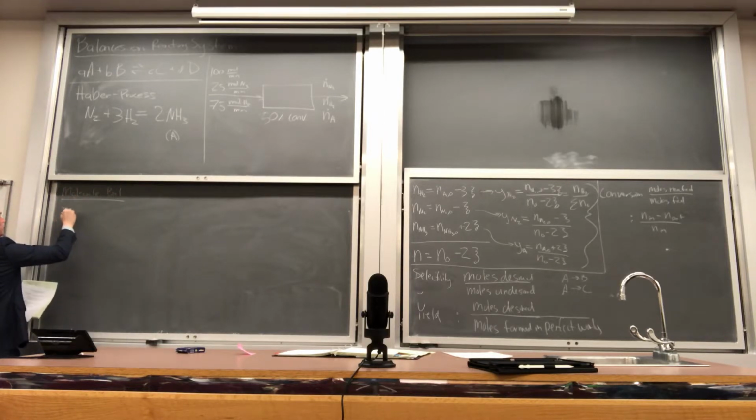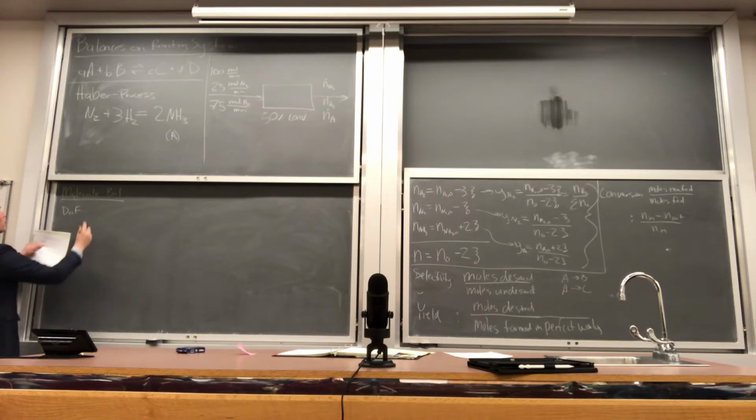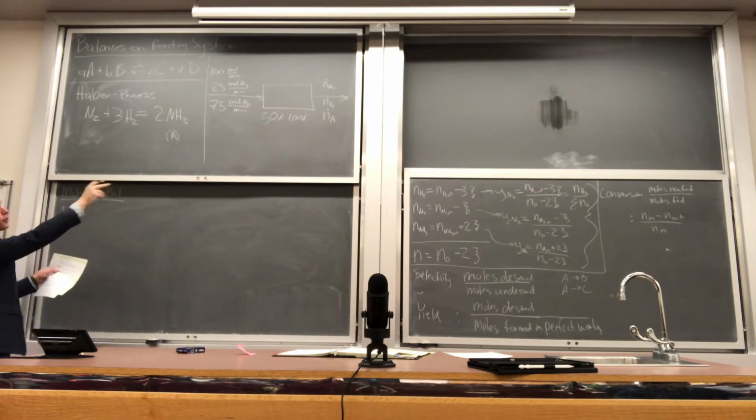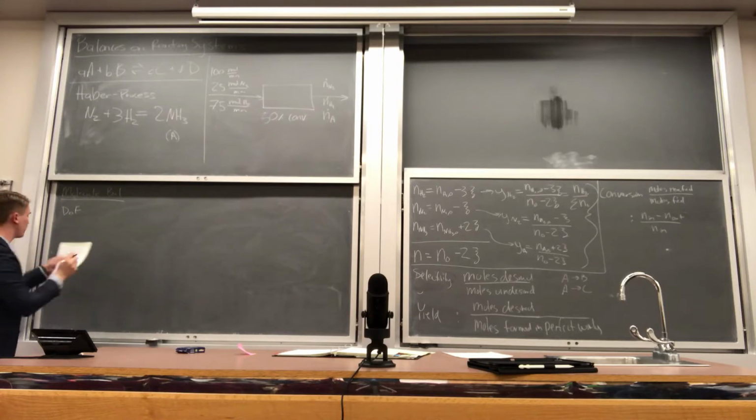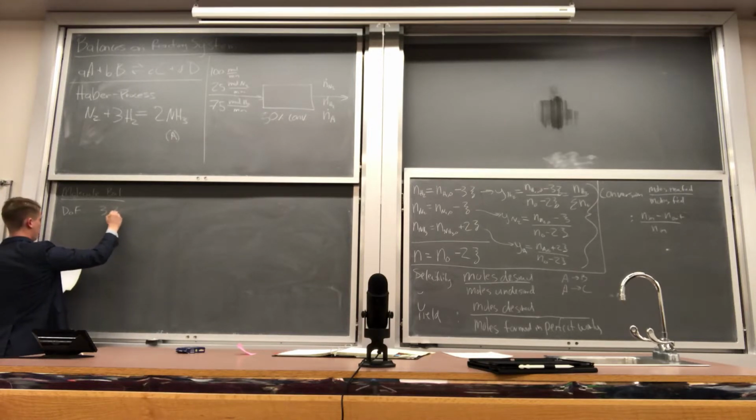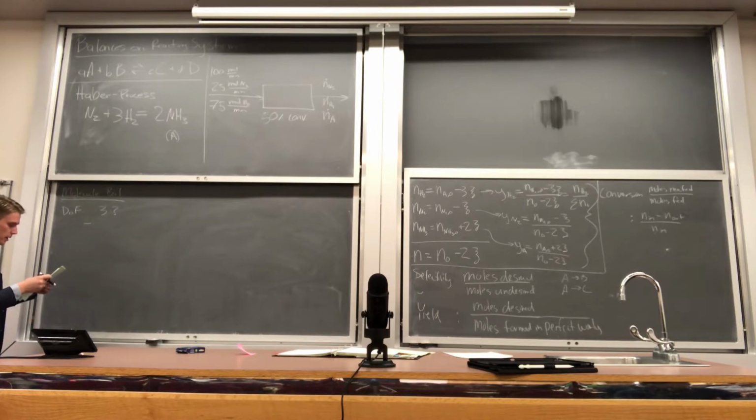So let's do degrees of freedom. If you look at our sheet, number of unknowns, we have 1, 2, 3 unknowns, the 3 outlet flow rates. So 3 unknowns minus number of independent atomic species balances. How many of those do we have?